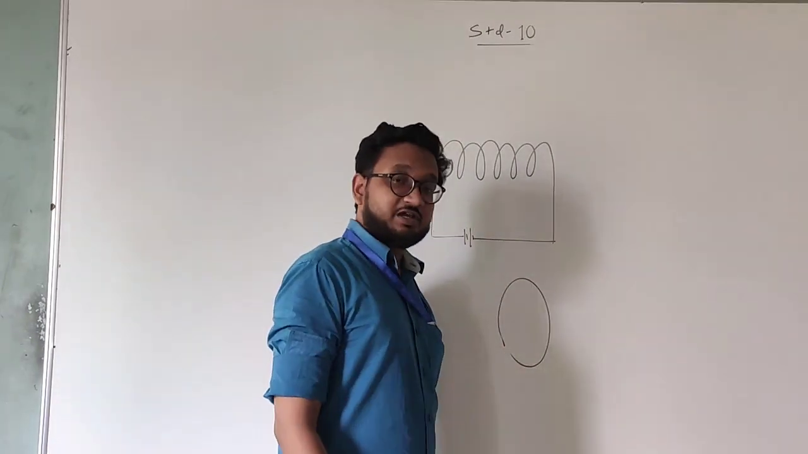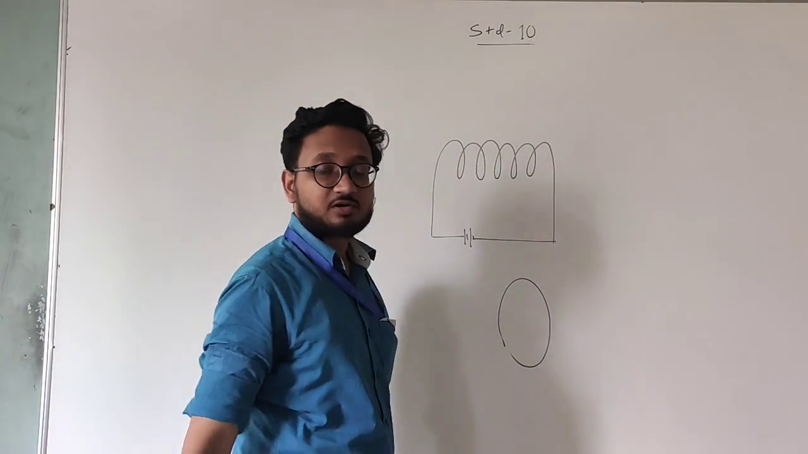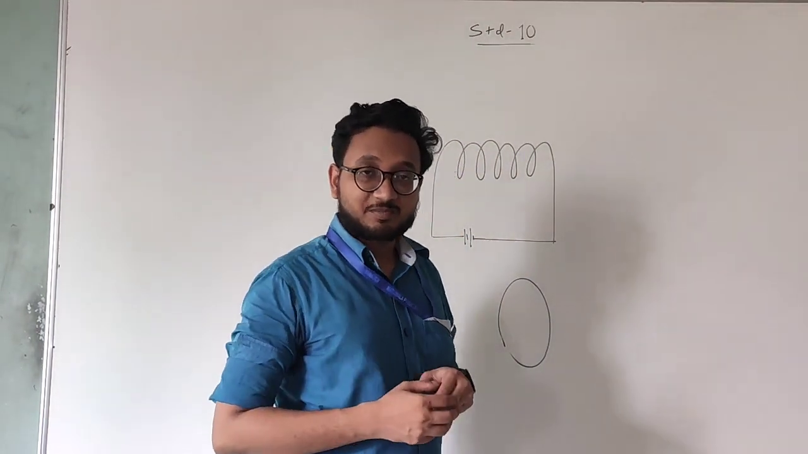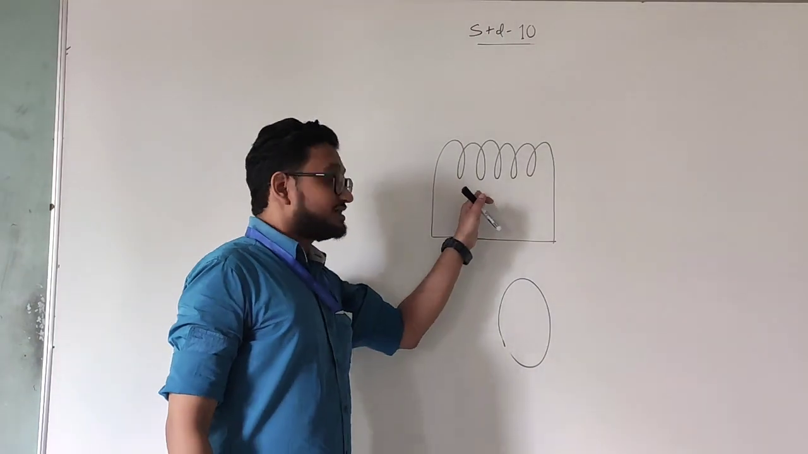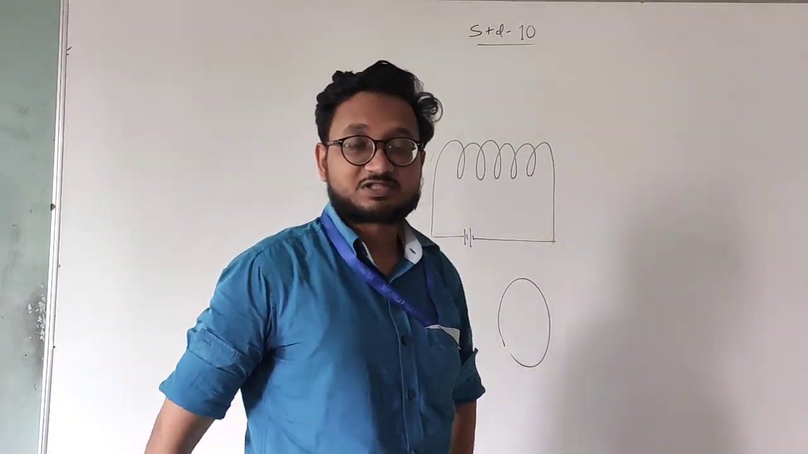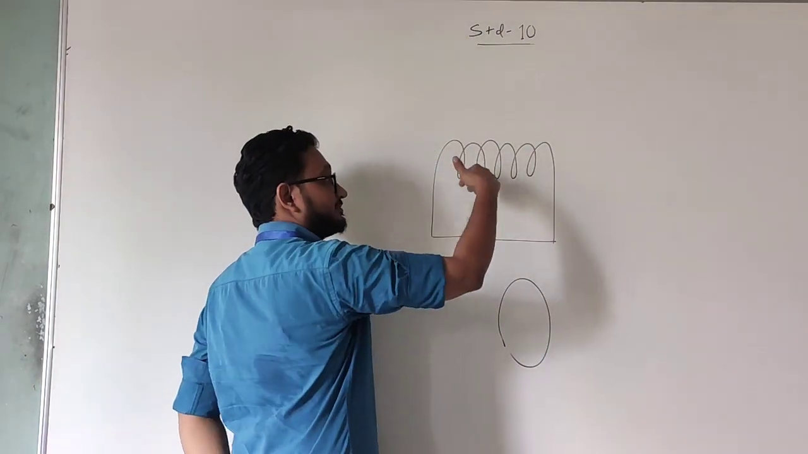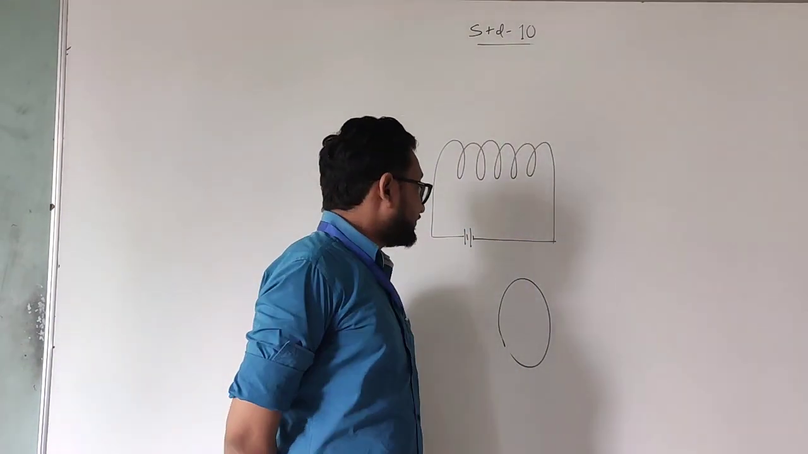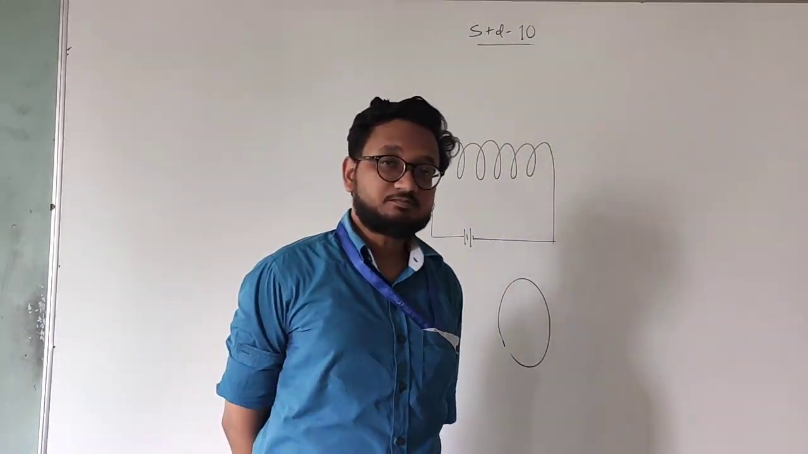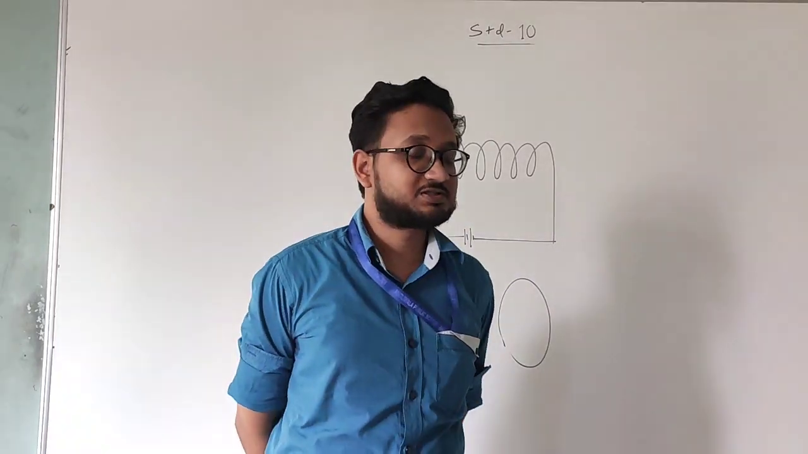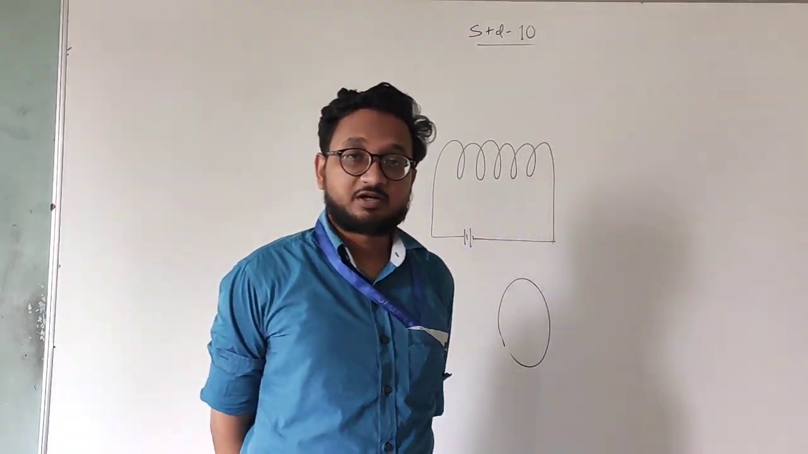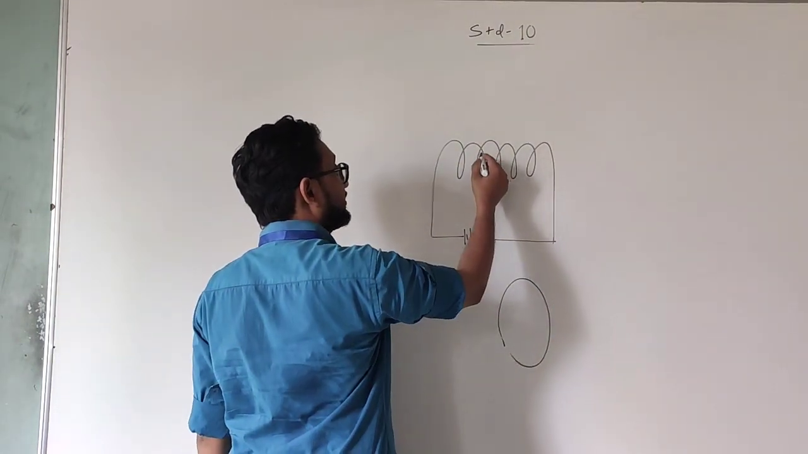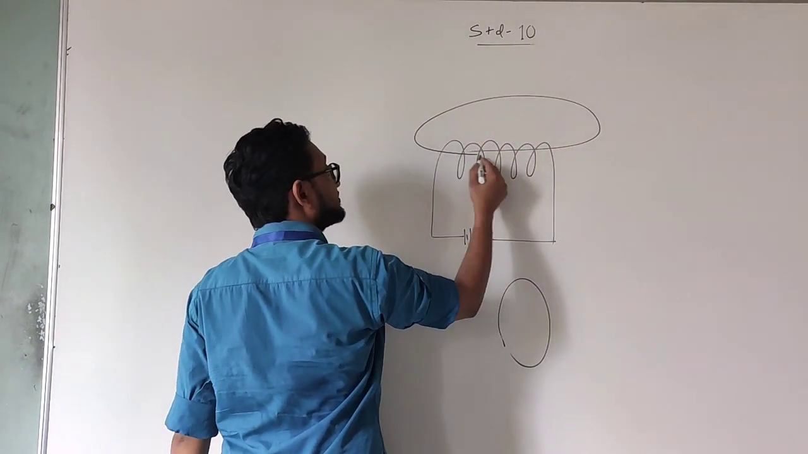In the same way, if I increase the number of turns of the circular loop, then the strength of the magnetic field also increases. So this is another form of the circular loop in which I have created n number of turns, and I have connected it to a battery. Now as soon as the current starts flowing, the magnetic field is generated, and because there are many turns, the magnetic field comes out like this.